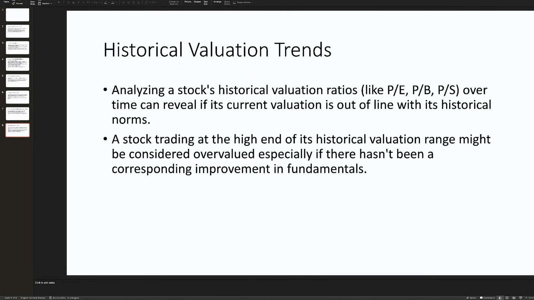I think it's something that people don't do, and when you're looking at PE ratios and things, it's going to leave that out. You're going to compare it accurately. Historical valuation trends. Analyzing a stock's historical valuation ratios like PE, price to book, price to sales, over time can reveal if its current valuation is out of line with historical norms. A stock trading in the high end of historical valuation might be considered overvalued, especially if there hasn't been a corresponding improvement in fundamentals. So those numbers are important, okay? But you've got to take it with everything else. You have to have this holistic view when you're looking at the stock market. I think it's really important.